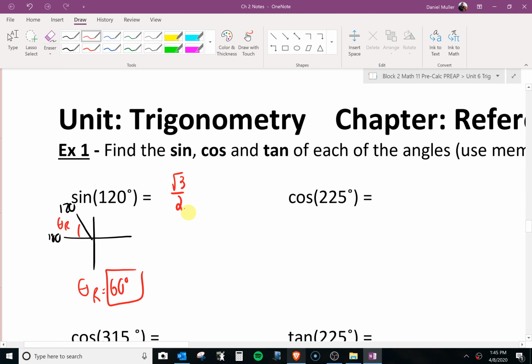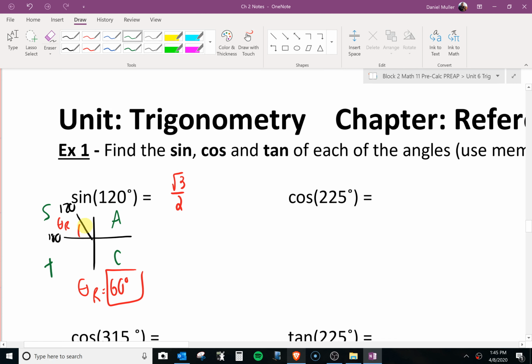Okay, so sine of 60 is root 3 over 2. So sine of 120 is root 3 over 2. After that, I told you, and this is going back, I think, 2 videos, that there are 2 quadrants where sine is positive and 2 quadrants where sine is negative. It was called a CAST rule.